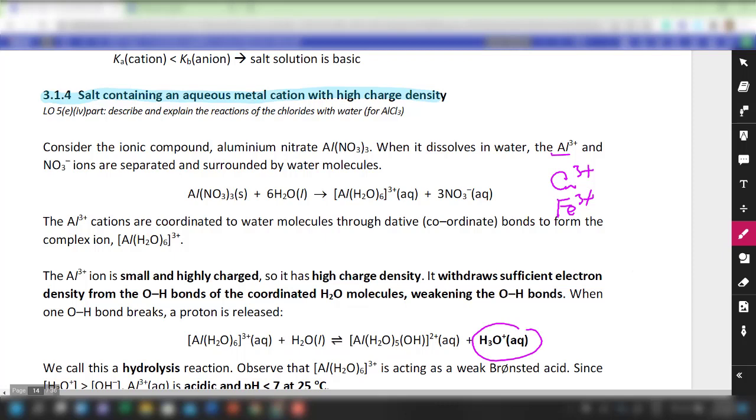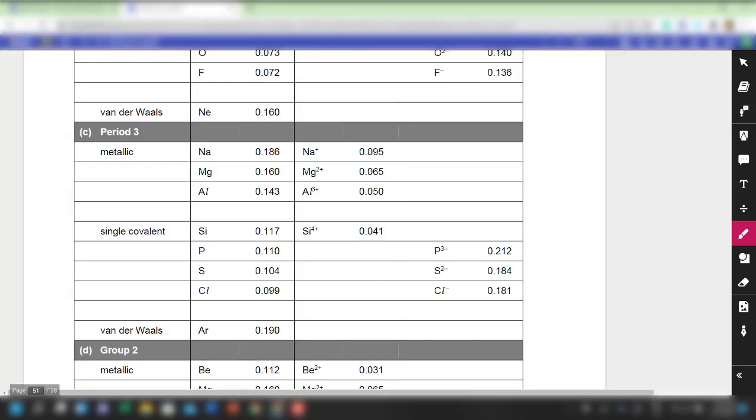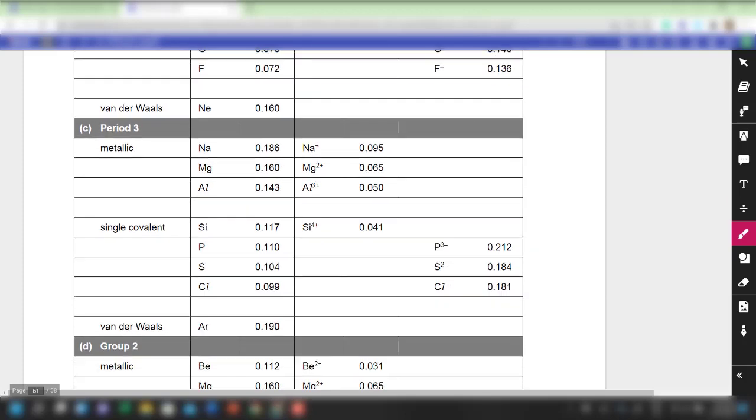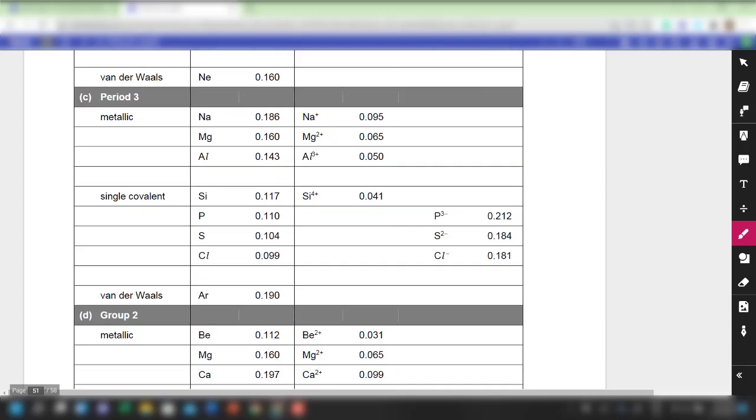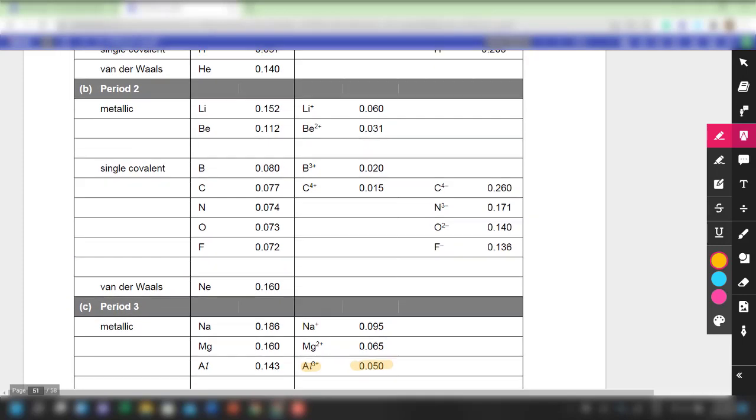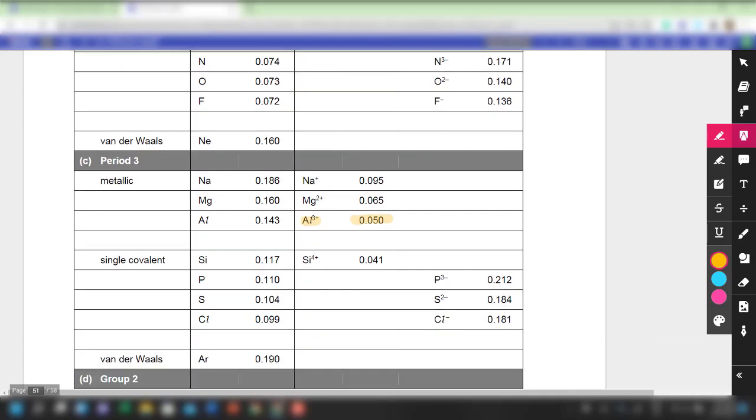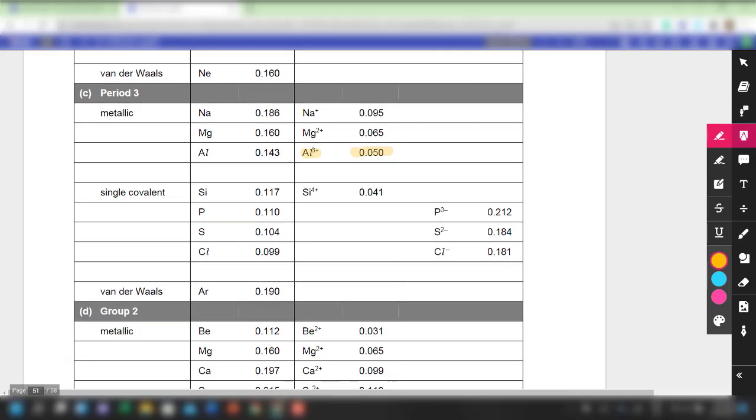If you are interested, you can go to your data booklets and roughly look at the data. Of course, the data booklet doesn't tell you which cation will hydrolyze, but you can use it to make a prediction. Remember, it's high charge density, so it's not just the cationic radius. If you remember what I said, it will be Al3+. The cationic radius is about 0.050.